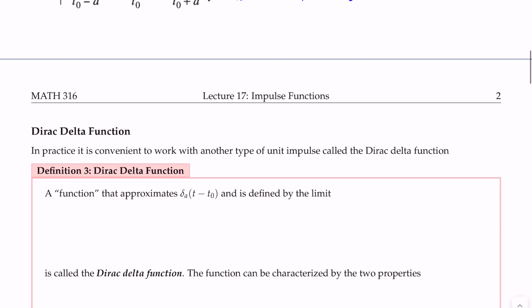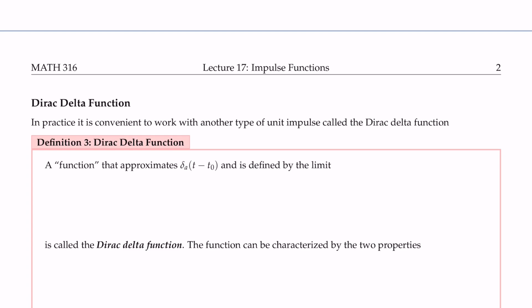Now, more specifically, you have a Dirac delta function. In practice, it is convenient to work with another type of unit impulse function called the Dirac delta function. So we will work with another function that approximates the unit impulse function here, and it's defined by the limit. This is very similar to what you saw earlier, but the notation is just delta of t minus t0. That is the limit of this impulse function as a approaches 0, it's going to be just delta of t minus t0.